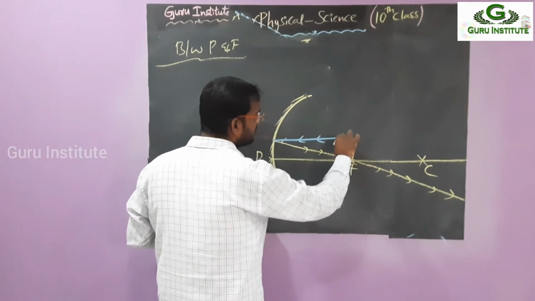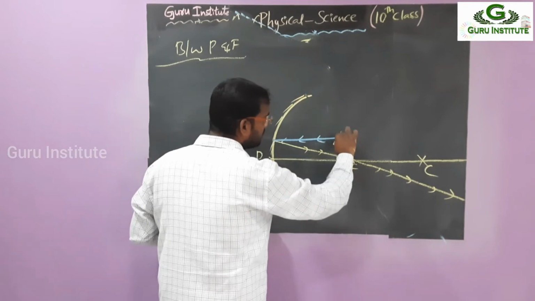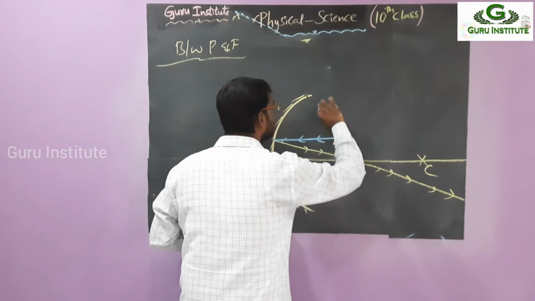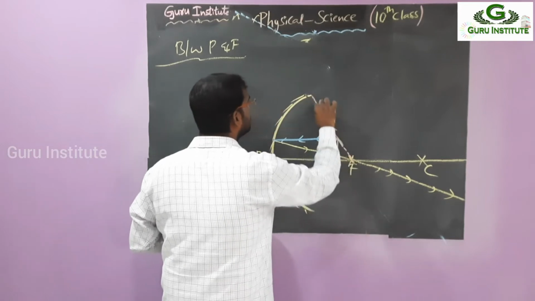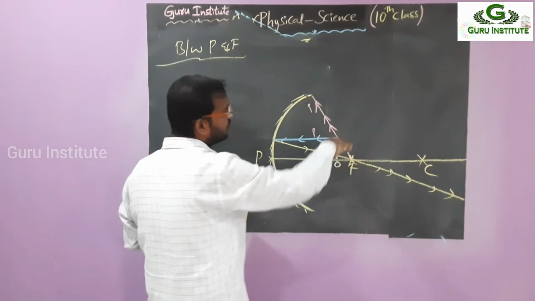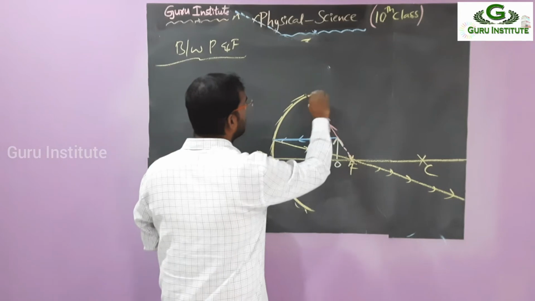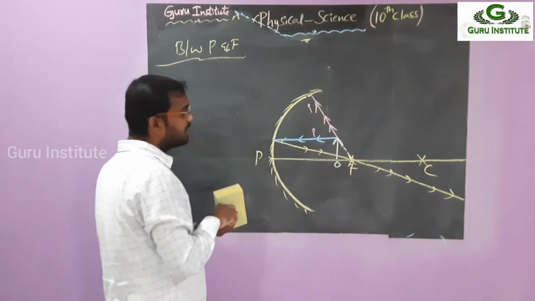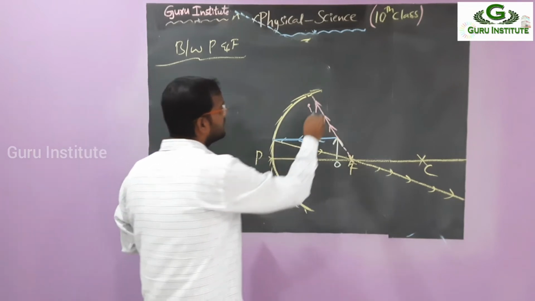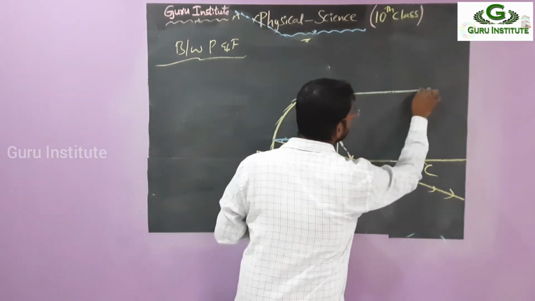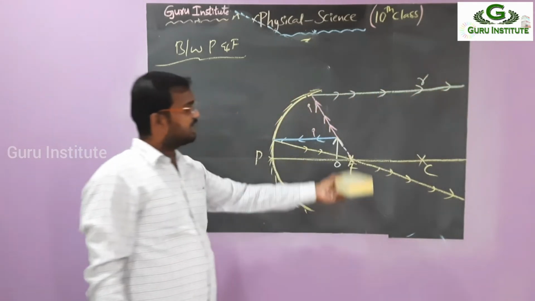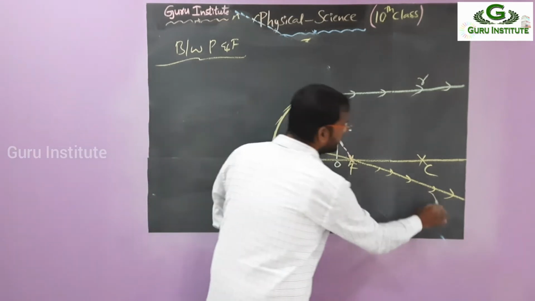Passing through the focus means here the mirror is there, so we have to extend like this, passing through the focus. So this is the incident ray. Here is the incident ray, passing through the focus, and after reflection it should be what? Parallel to the principal axis. So this is parallel to the principal axis. So this is the reflected ray. Are these two reflected rays meeting? These two reflected rays are not meeting.